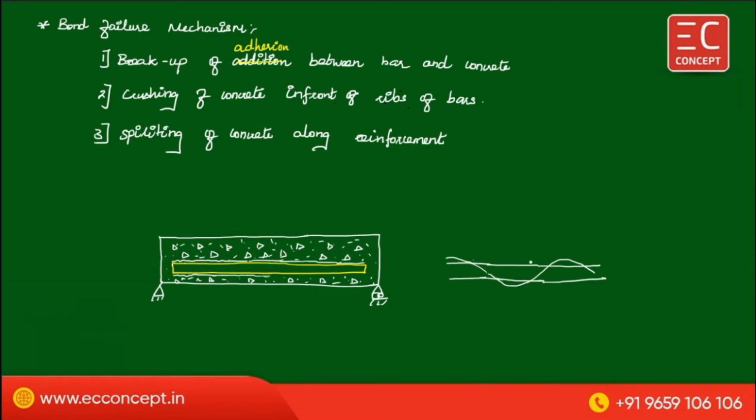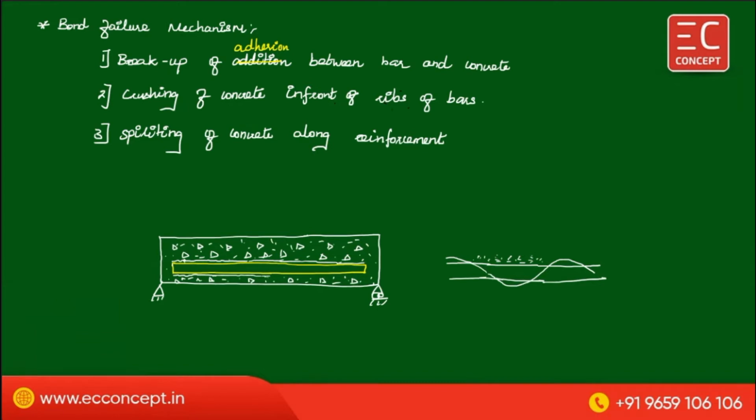So this region is the rib. Whatever concrete or cement paste is present here will break up. That is the crushing of concrete in front of the ribs of the bar. The next one is the splitting of concrete along the reinforcement.